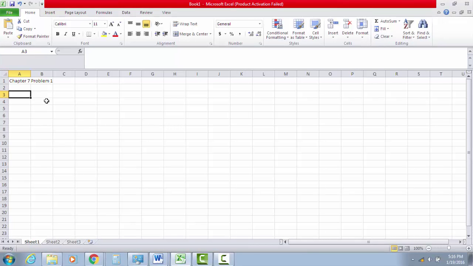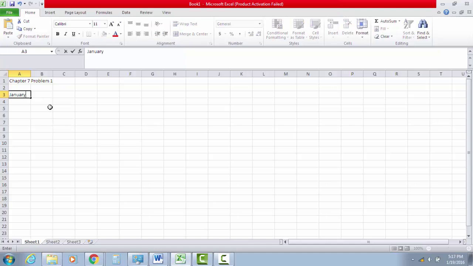Hi, so what we're going to do is take a look at Chapter 7, Problem 1, and we're going to go through 1 and 2 that's required for this. So the Midori Company merchandises a single product. The following data represents the inventory and purchases of gloss during the past year.